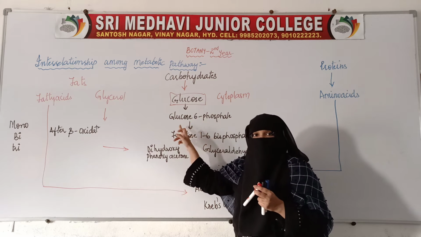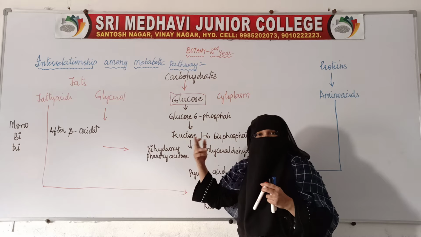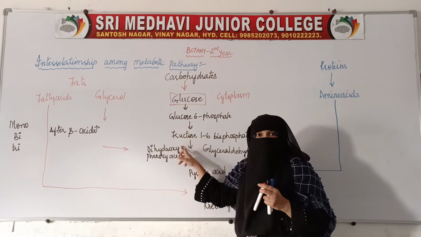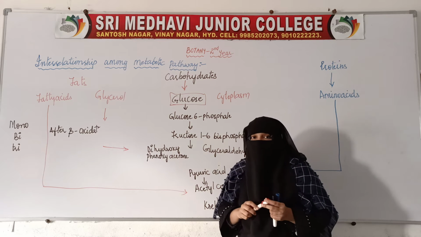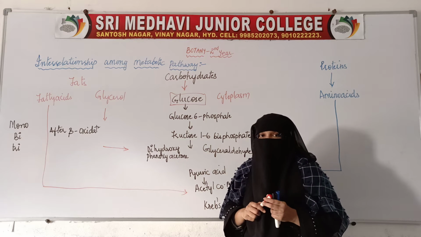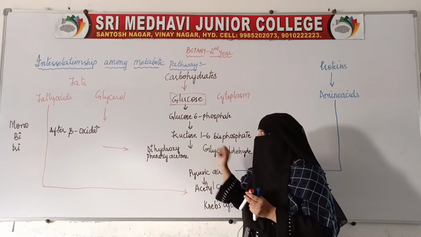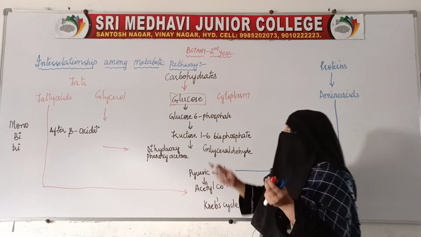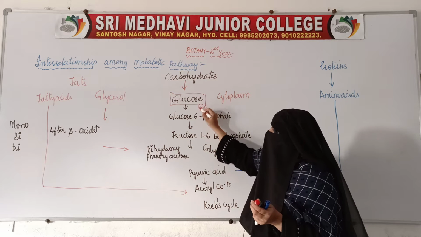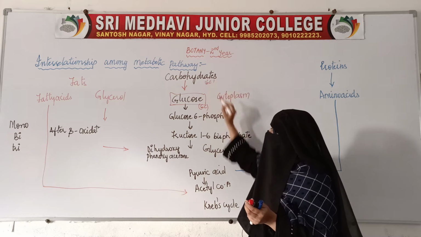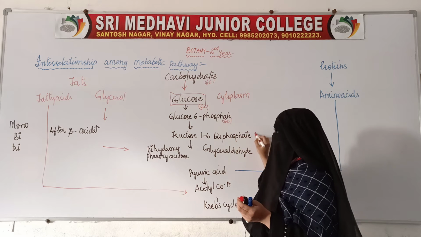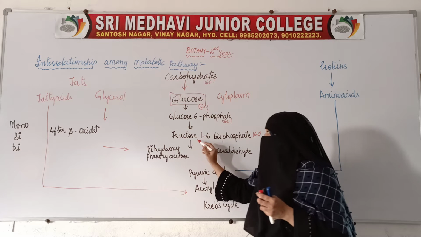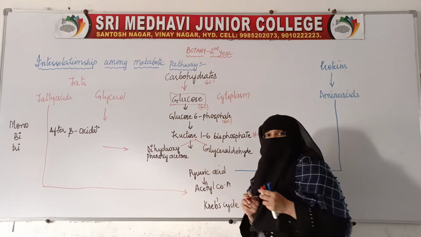This glucose 6-phosphate is further changed into its isomer, fructose 6-phosphate. Then fructose 6-phosphate will change to fructose 1,6-bisphosphate. Then fructose 1,6-bisphosphate changes into 2 compounds. Till now it was a 6 carbon compound, and here also a 6 carbon compound. Now the 6 carbon compound is broken down into two 3 carbon compounds.